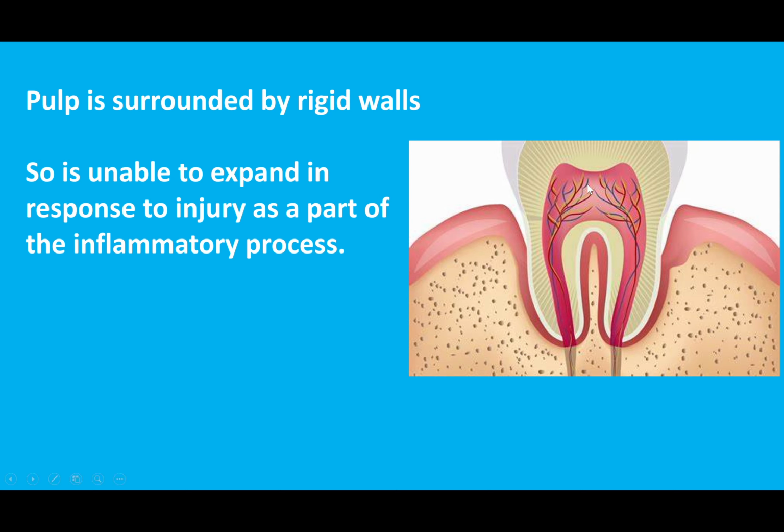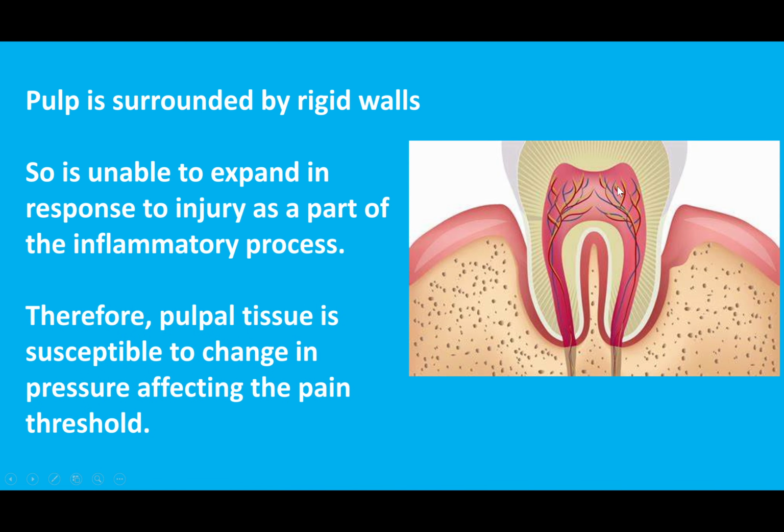When the pulp is surrounded by rigid wall, it is unable to expand as a result of inflammatory process. But the pressure will be there because of the inflammatory process, and since the pulp cannot expand, it will exert pressure on nerves, and these nerves will get stimulated earlier and will have a higher pain threshold that will increase the patient response to pain and decrease the tolerance of tooth pain, and that's why most of the people say that tooth pain is worst.